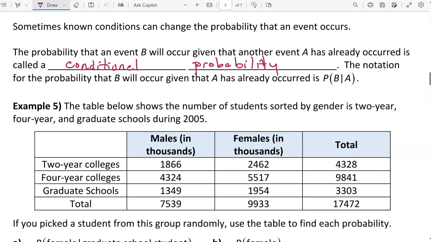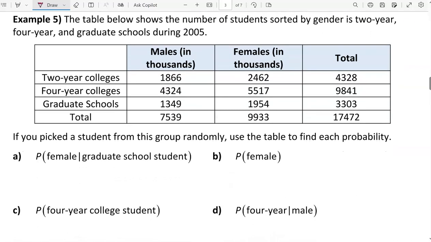And the notation for the probability that B will occur given that A has already occurred is right here. It looks like a fraction almost. Probability that B happens given that A occurs. All right, let's take a look at an example of this.